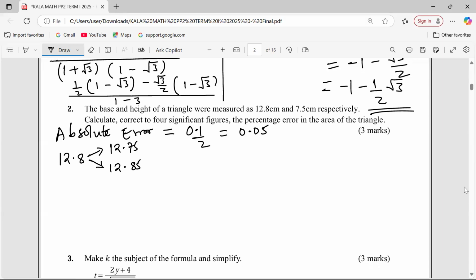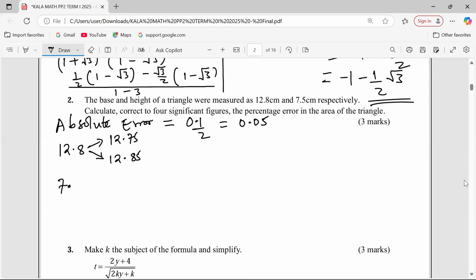12.85. Then there is another dimension here, which is 7.5, recorded under the same accuracy, which means the absolute error is 0.05. So we subtract 0.05 to get the lower limit of 7.45. And to get the upper limit, we add. So 7.55. Therefore, now we have the limits within which the 2 dimensions have been recorded. So we add and subtract the absolute error in the recording of the dimensions to get the limits within which the dimensions have been recorded.